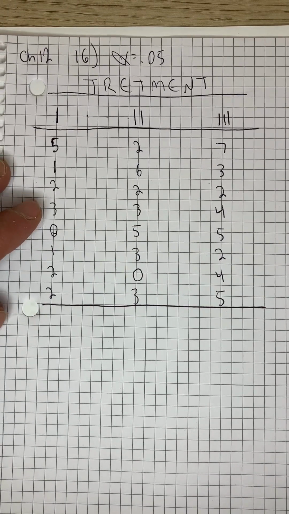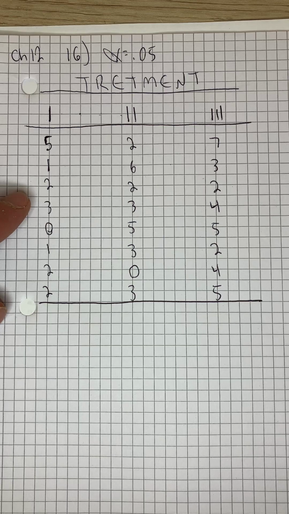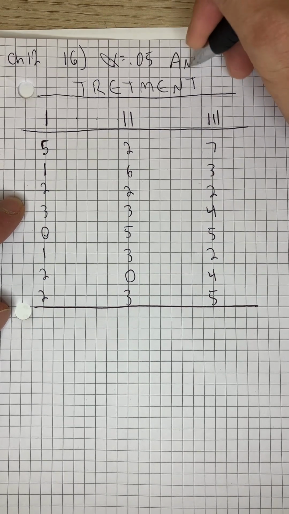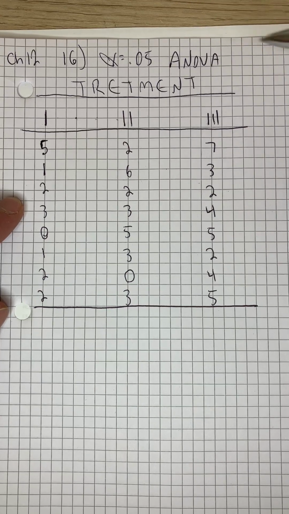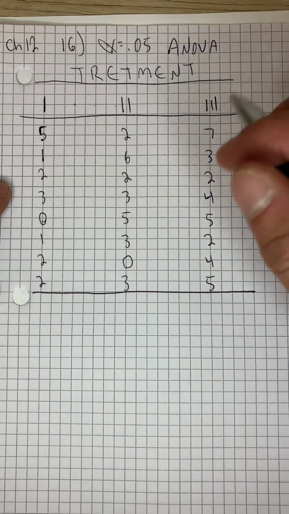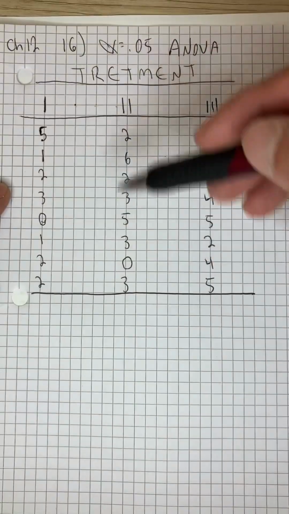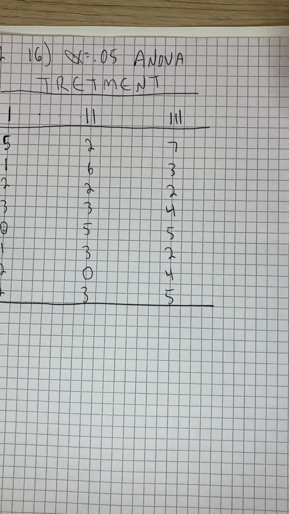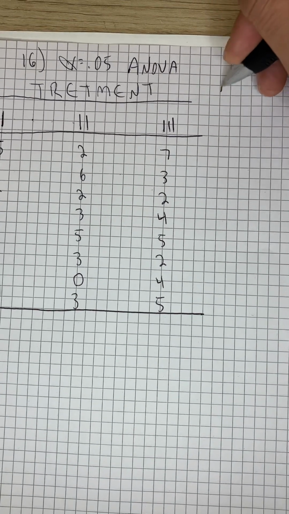This is number 16 from chapter 12. We're asked to conduct an ANOVA at an alpha level of 0.05. So we have the raw scores here. There's some preliminary information that we can just get right off the bat, like big N, for instance.